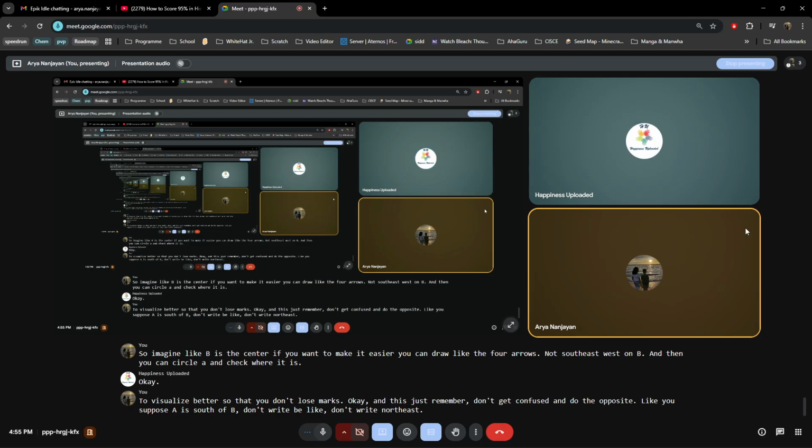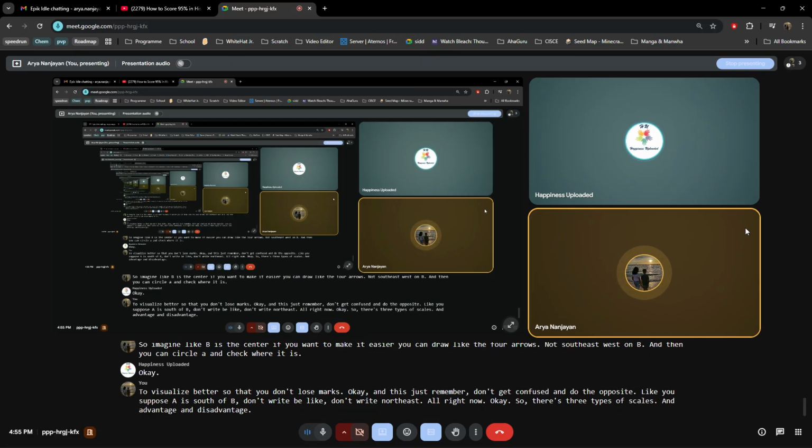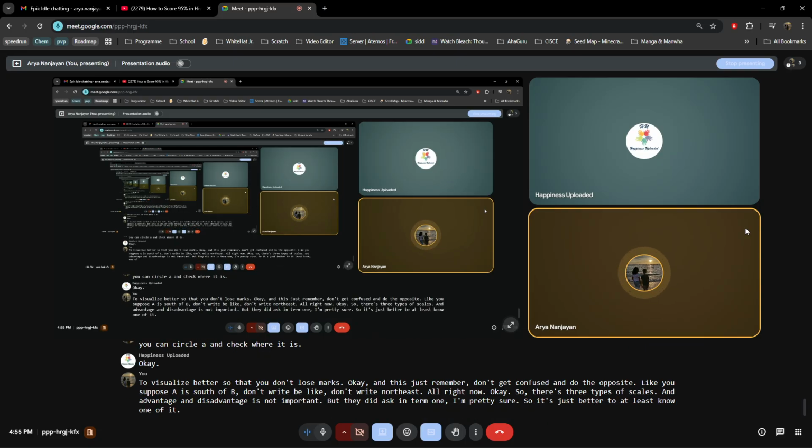All right, now scale. So there's three types of scales, and advantage and disadvantage is not important, but they did ask in term one, I'm pretty sure. So it's just better to at least know one of each, like one advantage, one disadvantage. And there's not much to remember. It makes sense.